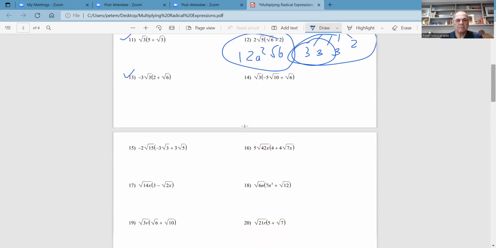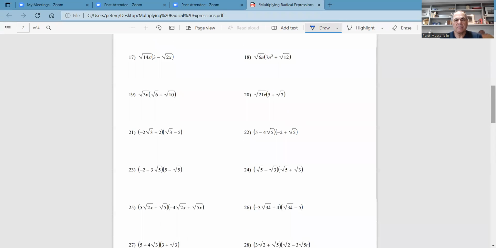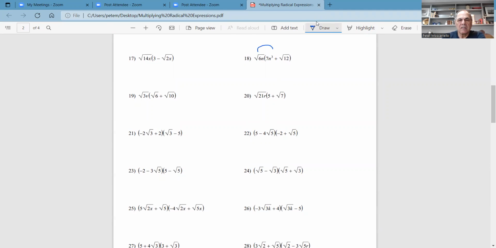11, we just went over ones like 11 and 13, so that's good. 15 is distributive, got it. Okay, 17 is distributive with radicals. We're going to distribute. So first I've got root 6n times 7n cubed. Well, that's your coefficient times the 1. So it's 7n cubed on the outside, root 6n on the inside. So that's easy.